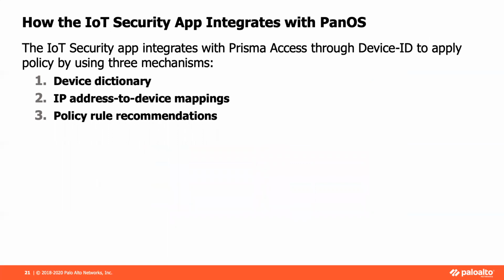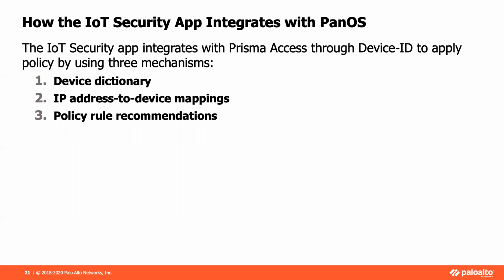The IoT security app, the cloud-based security app, integrates with PanOS through, when it comes to Prisma Access, through Panorama. In the cloud, we'll have our device dictionaries. We'll be able to give you IP to device mappings and give you lists of these individual devices and device groups and things like that. So being able to identify these devices. And then, of course, give you these policy recommendations.